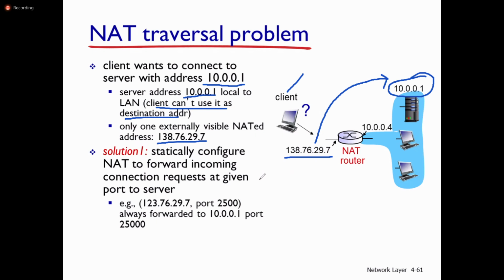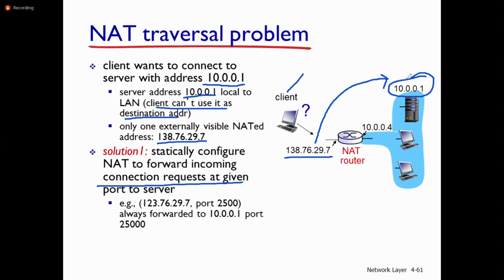If we look at the solution, the network address translator has to statically configure the NAT to forward the incoming connection request at a given port to the server. Here actually this is the server, not the client. If this is the server, it is not possible to perform this network address translation using the NAT alone. If it is a client, you can directly map the things for all the incoming datagrams as well as for the outgoing datagrams.